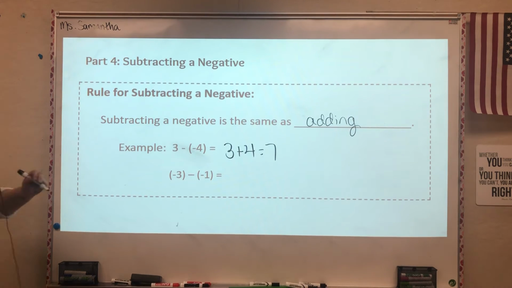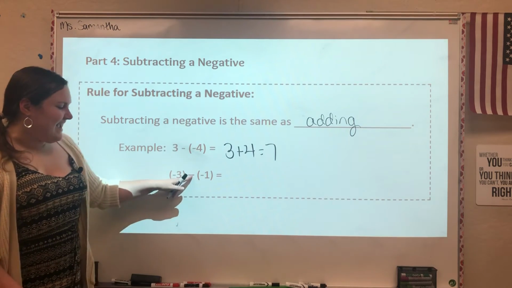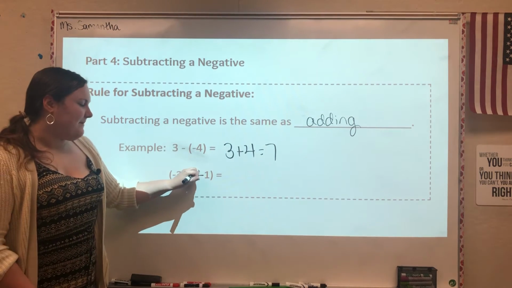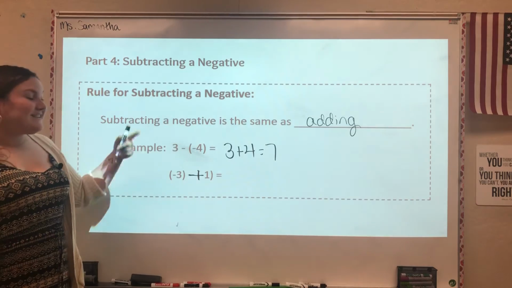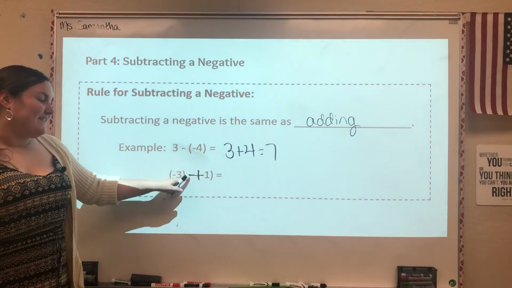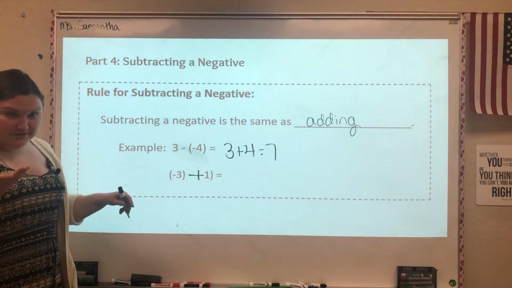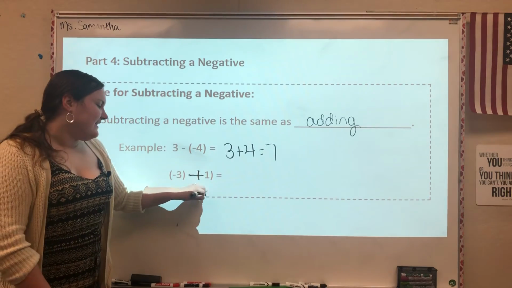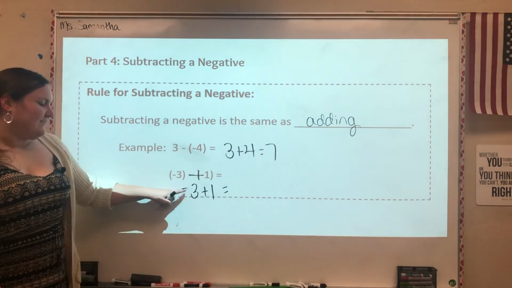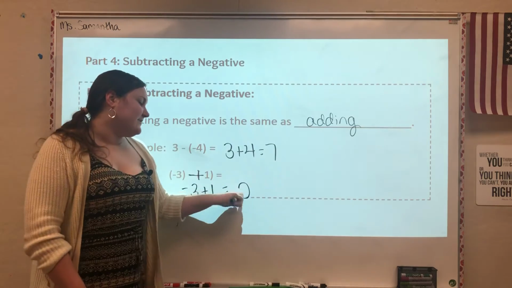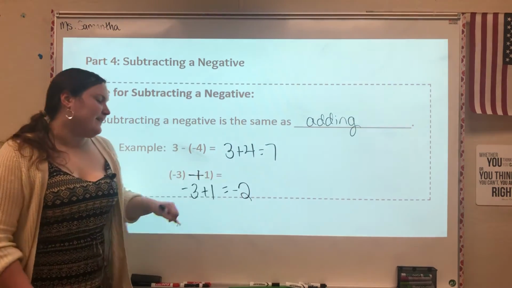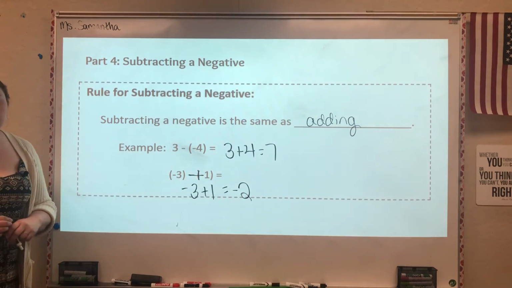How'd you do? Well, same as before, that negative and this negative turn into a positive. Subtracting a negative is the same thing as adding, or you can think negative and negative give you positive if you're multiplying. That leaves us with negative 3 plus 1. Well, negative 3 plus 1, they're different signs, so I subtract and keep the sign of my larger number. So we get negative 2.